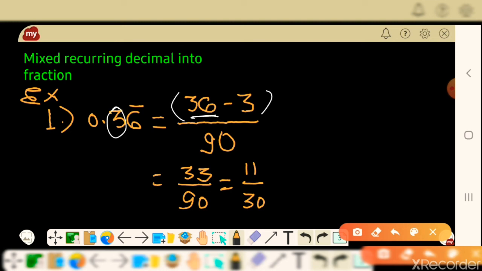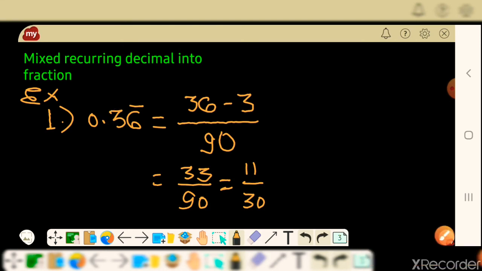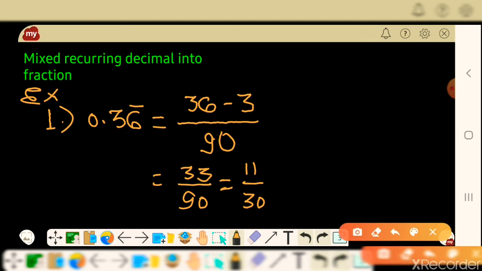Now come to the denominator. In the denominator, you have to write 9 as we have done in the previous question, according to the digits which are repeating. Here only one digit, 6, is repeating, so that's why 9. After that you have to put as many 0s as there are digits not repeating in the given number. In this number you can see only one digit, 3, after the decimal which is not repeating. So we have to put 10.